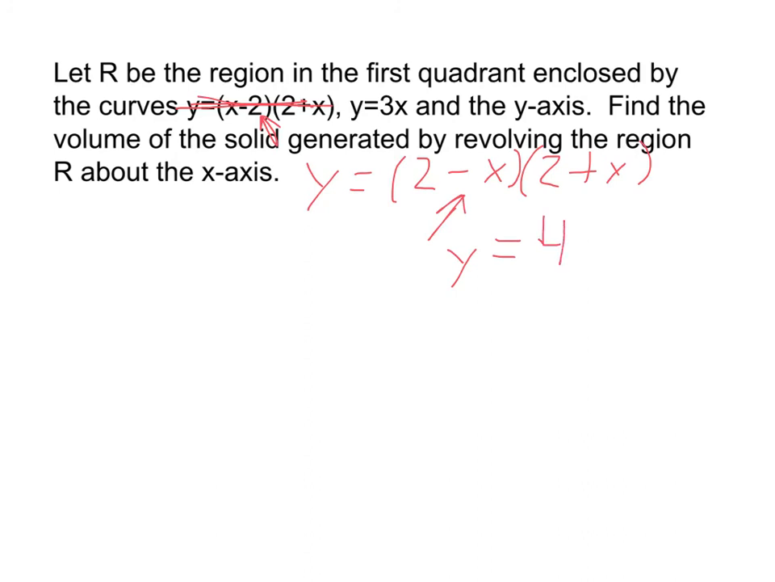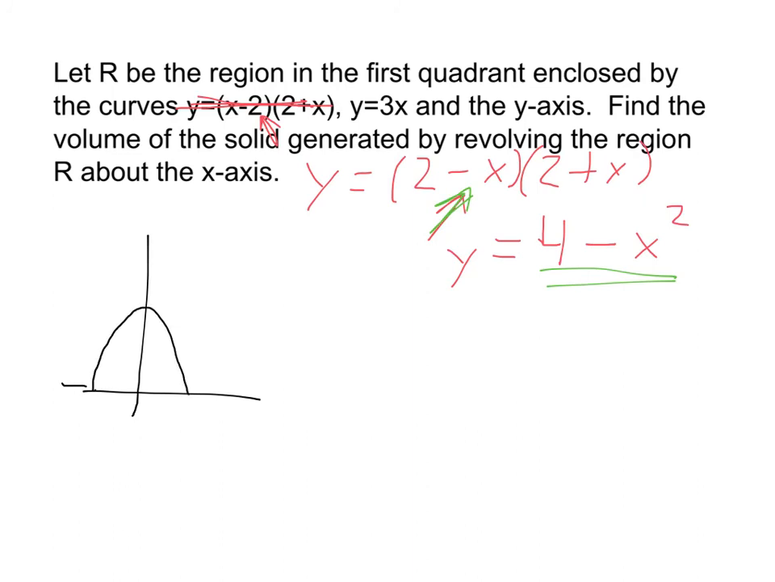2 times 2 is 4. Oh, it's a difference of squares, so we end up with 4 minus x squared. Same equation. I personally would prefer to use this one because it's a little less to write. The nice thing about the factored form is it does show us our x-intercepts. If we want to get a nice accurate graph, our x-intercepts are going to be at 2 and negative 2. And the other equation, y equals 3x, is just a line that goes through there.